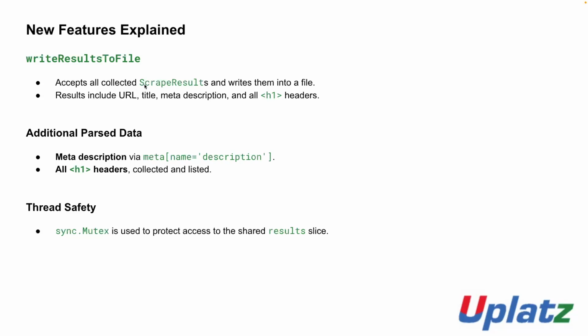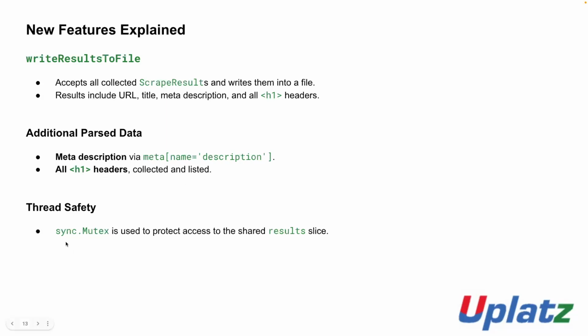accepts all collected scraped results and writes them into a file. Results include URL, title, meta description, and all H1 headers. Additional parse data. Sometimes you may not have any H1 headers also. Meta description via meta, then name equals description within quotes, and all H1 headers collected and listed.